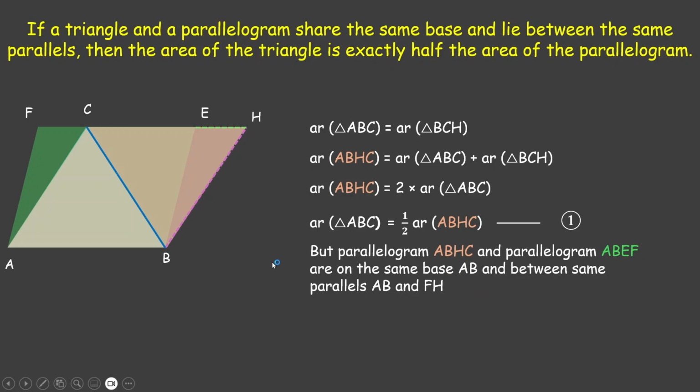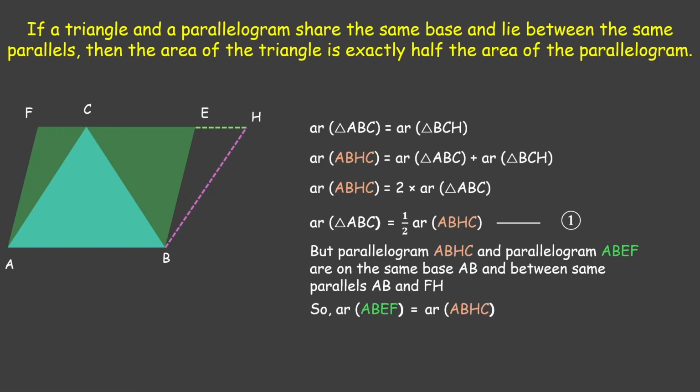But parallelogram ABHC and parallelogram ABEF. ABHC, that is this one, and ABEF, that is this one. They are on the same base AB and between same parallels AB and FH. So we know that this is a theorem that if the parallelograms are on same base and between same parallels, their areas are equal. So area of ABHC is equal to area of ABEF.